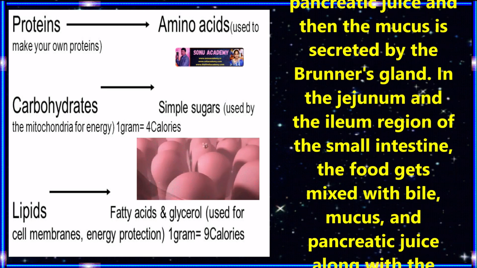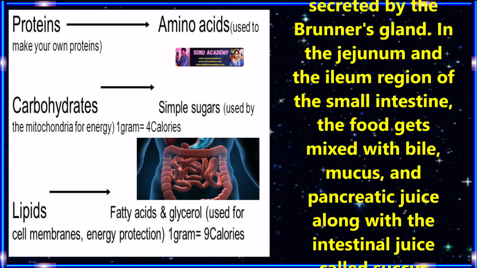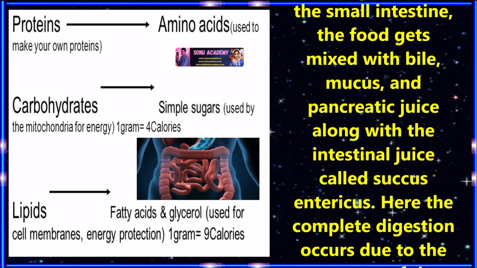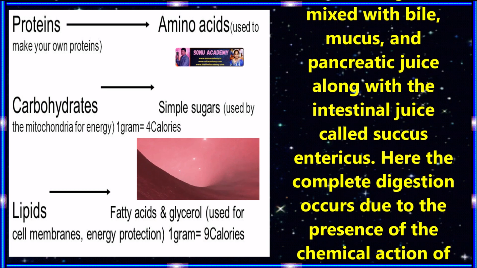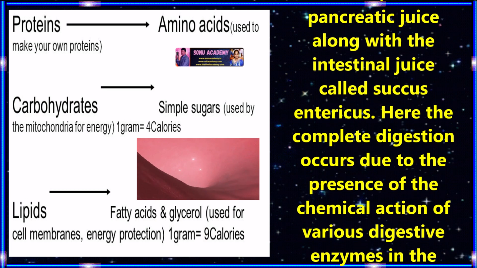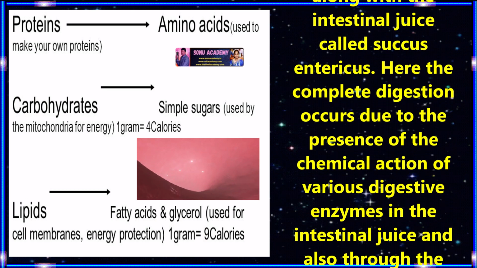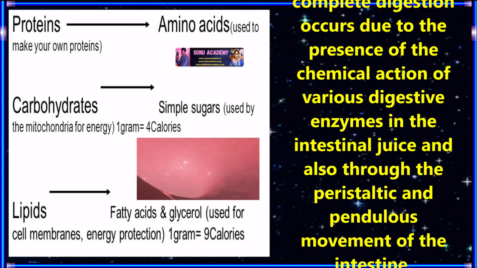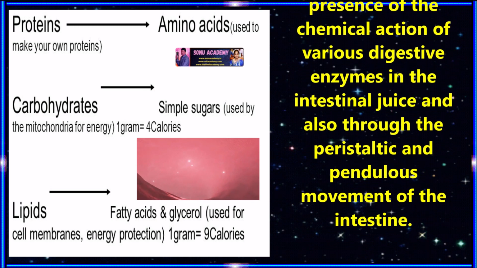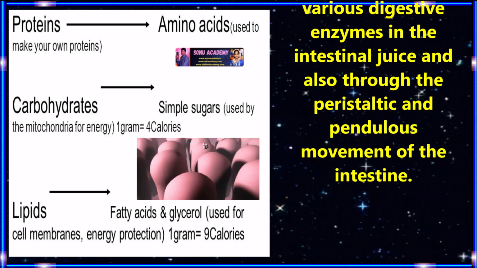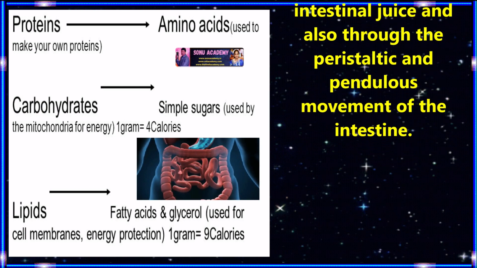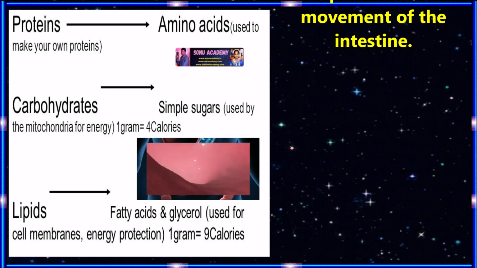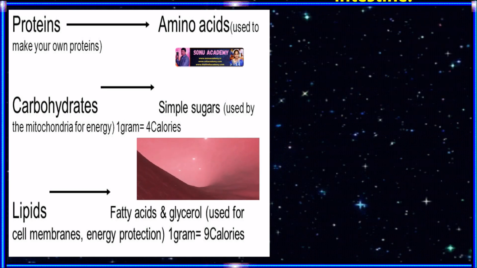gland. In the jejunum and ileum region of the small intestine, the food gets mixed with the bile, mucus and pancreatic juices along with the intestinal juices called succus entericus. Here the complete digestion occurs due to the chemical action of various digestive enzymes in the intestinal juice and also through the peristaltic and pendular movements of the intestine.